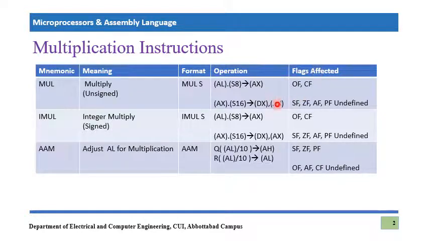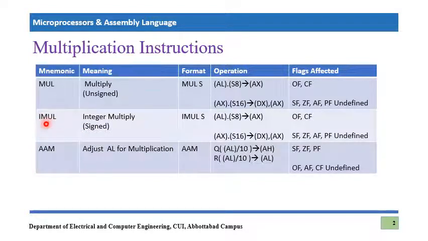There could be some flags which get affected, like the overflow and carry flags. They are mentioned up here, and then there could be a number of bits of the status register which are undefined, so those are also mentioned here. Okay, that was all about unsigned multiplication. So we were dealing only with positive numbers. Let's deal with negative numbers as well, or integer type numbers.